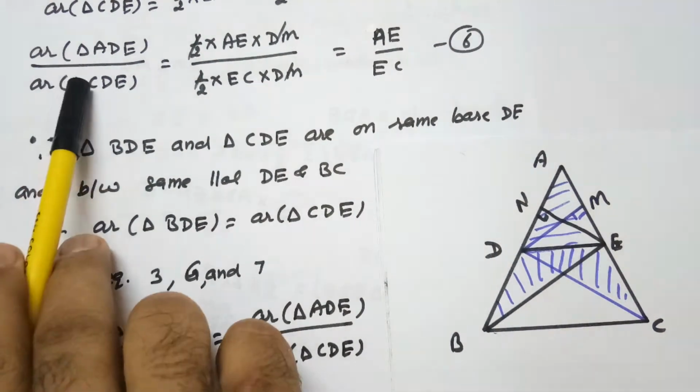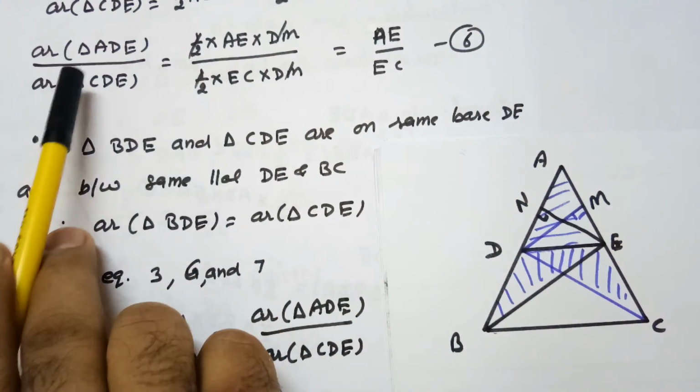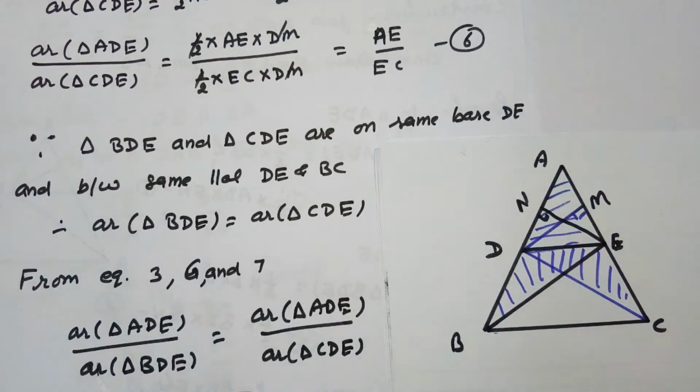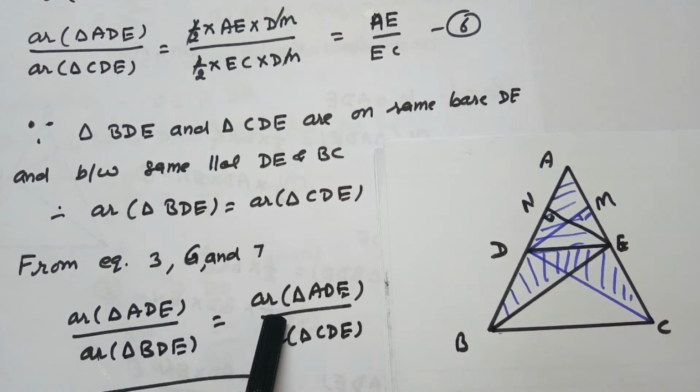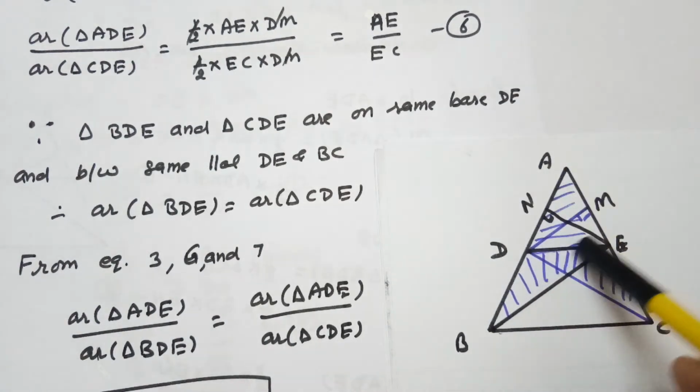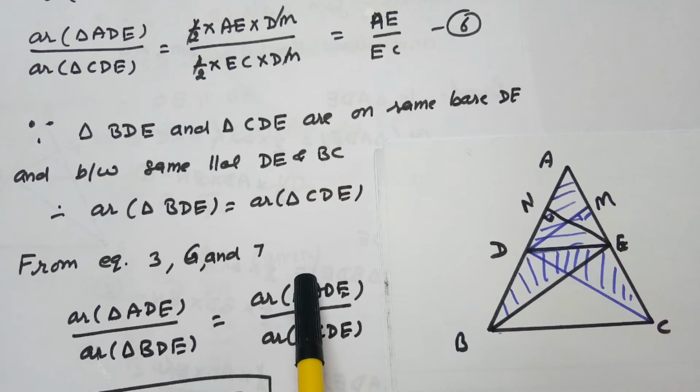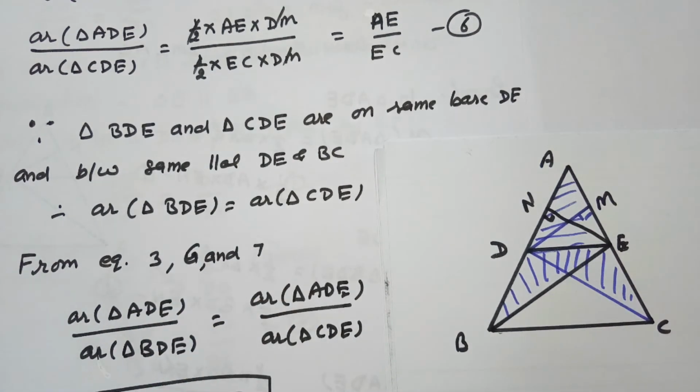Now if you see equation 3 and equation 6, which are the ratios of the areas of triangles, the numerator here is area ADE over area BDE equals area ADE over area CDE, because the numerator is already given. These are equal because it is the same triangle, so the numerators are equal, and the denominators we have calculated, we have proved here that these are also equal. So it means the ratios are equal now.